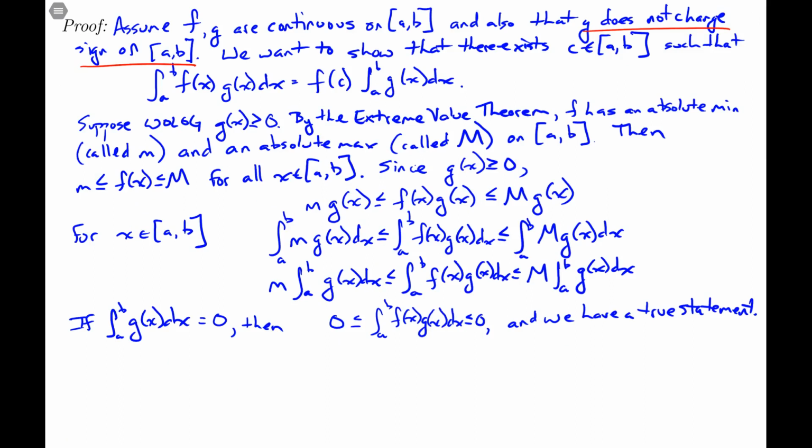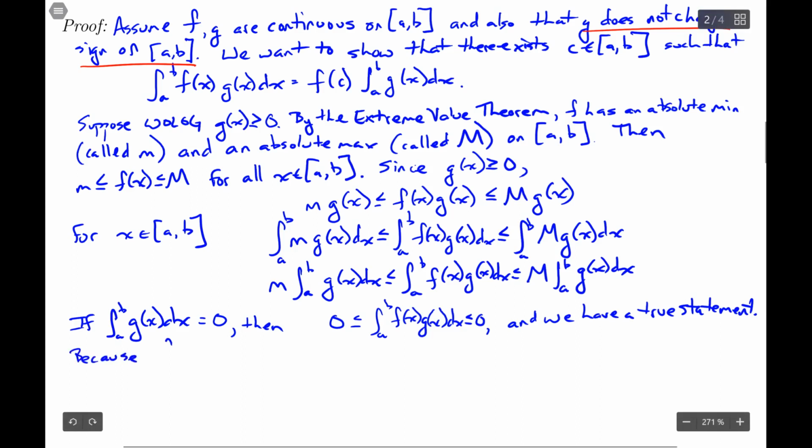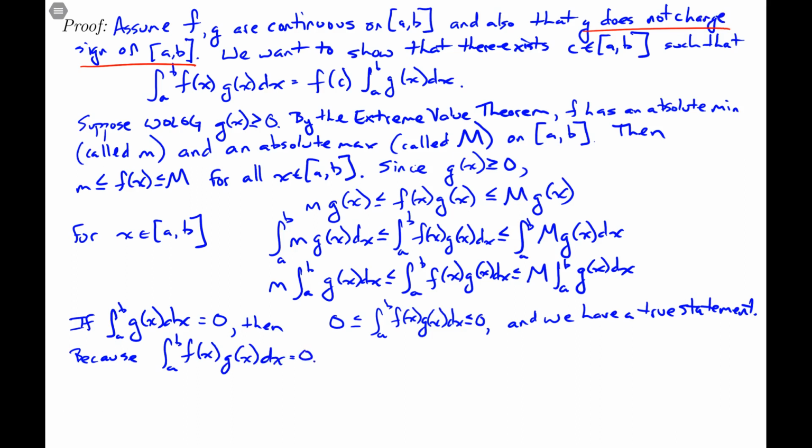Well, if the integral from a to b of f of x g of x dx is less than or equal to 0, while simultaneously being greater than or equal to 0, then the integral from a to b of f of x g of x dx must be equal to 0. Because that integral is equal to 0, and because the integral from a to b of g of x dx is equal to 0, our statement would say that 0 is equal to 0, and that would prove our theorem.